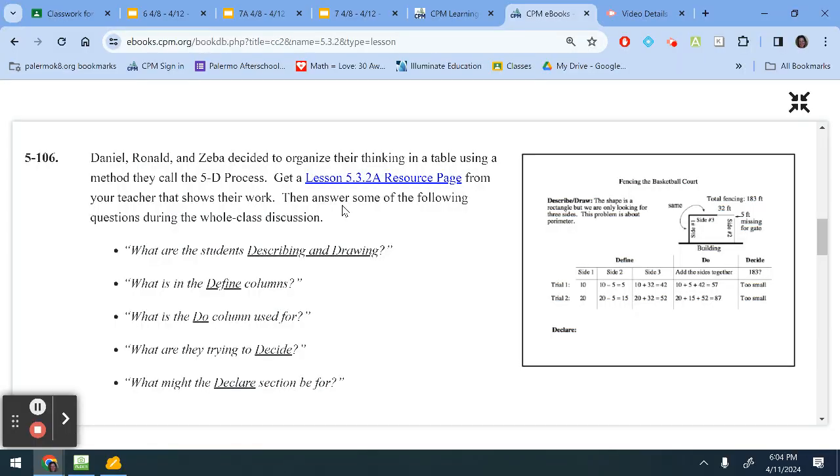Okay, so it says, so that shows their work, then answer some of the questions. So what are the students describing and drawing? What are the define columns? What is in the do column and what's it used for? What are they trying to decide? What might the declare section be for? So again, like I said, this is on here.